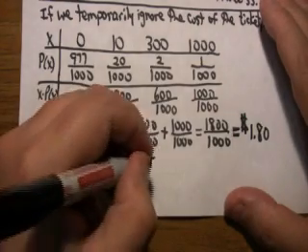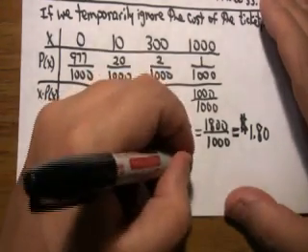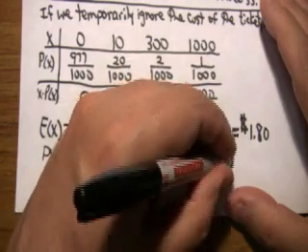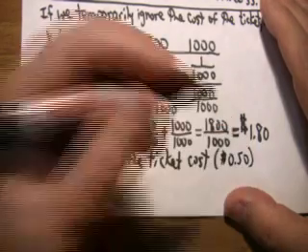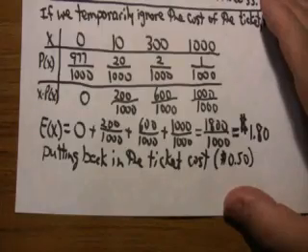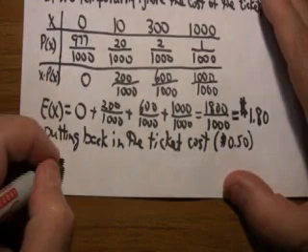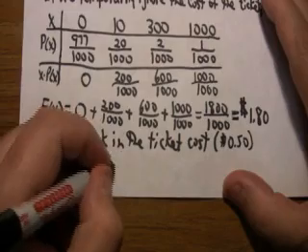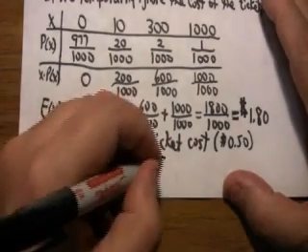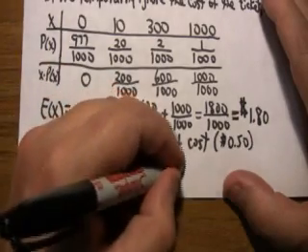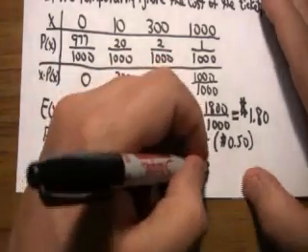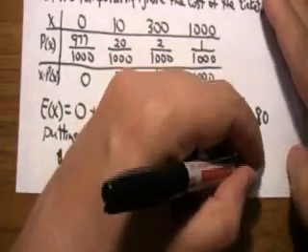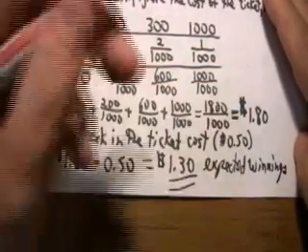But remember, the ticket really wasn't free. We pretended it was free. If the ticket really cost 50 cents, so the expected value is really what we found a minute ago, $1.80 minus the cost of the ticket, which is $1.30. So your expected winnings are really $1.30.